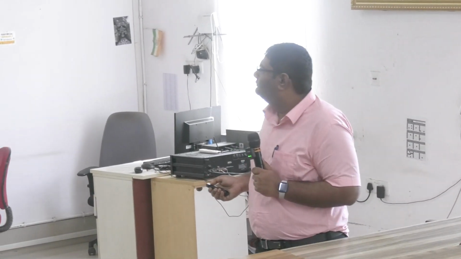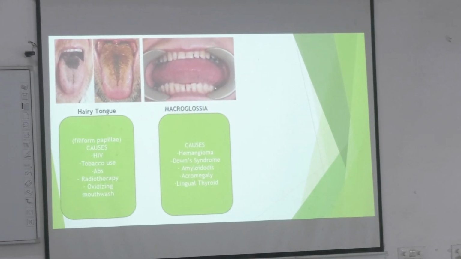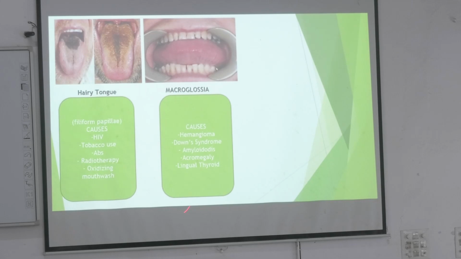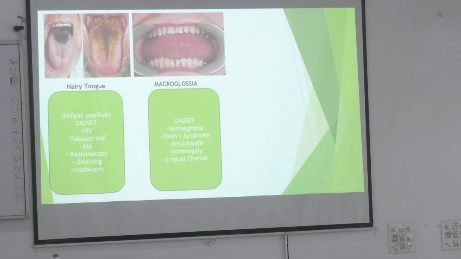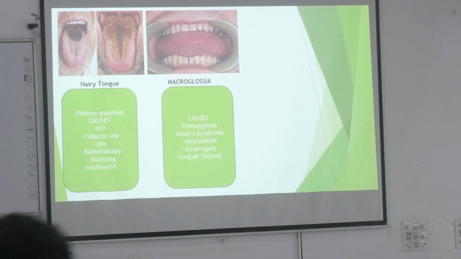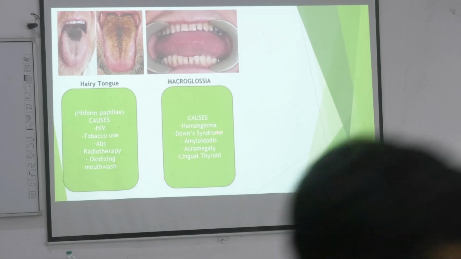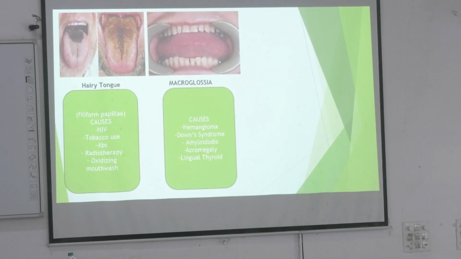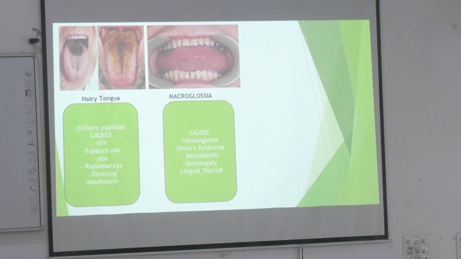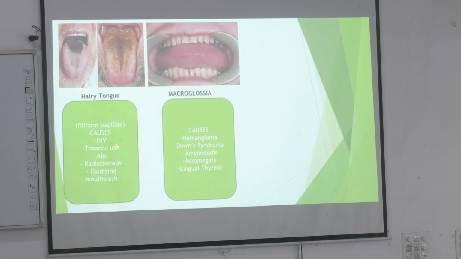This is hairy tongue, and this is Macroglossia. Macroglossia is a question that can be asked in your MCQs. Most common cause: most of the Down syndrome patients have Macroglossia, right? Amyloidosis, where we do tongue biopsy. Acromegaly, sometimes lingual thyroid, unknown reason also. Sometimes without any reason, we can have Macroglossia.